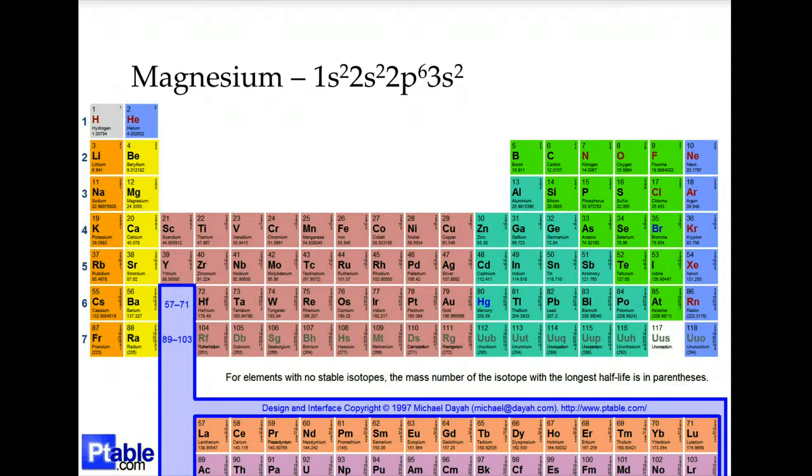Okay, magnesium is 1s2, 2s2, 2p6, 3s2. Okay, now we're going to try to see if you can do this.